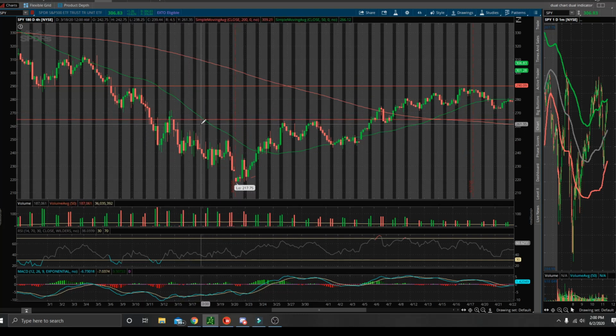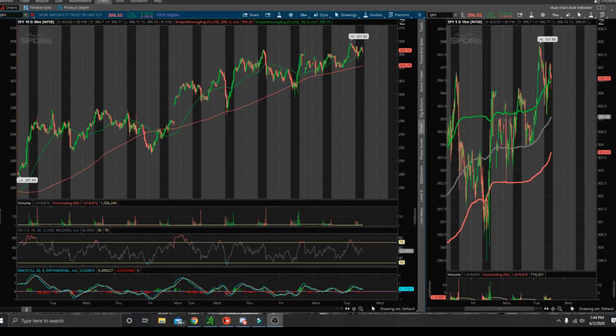So support and resistance, it gives you an idea of where the stock could potentially have a pullback or a bounce, or kind of what the stock is going to do in the future.